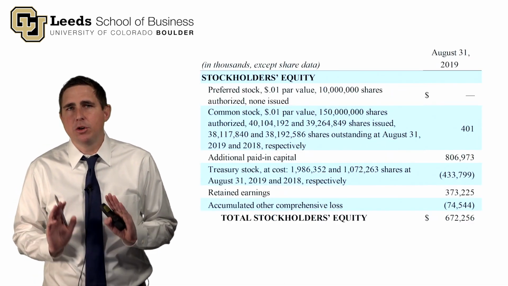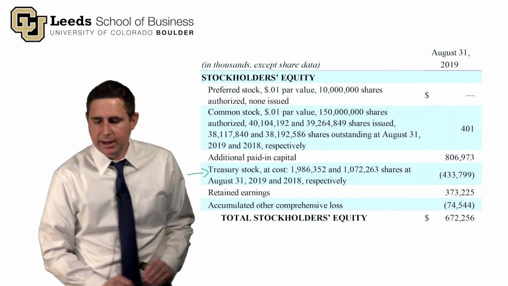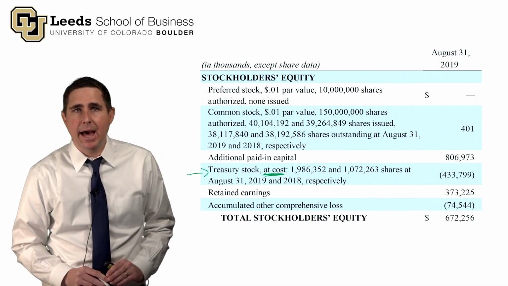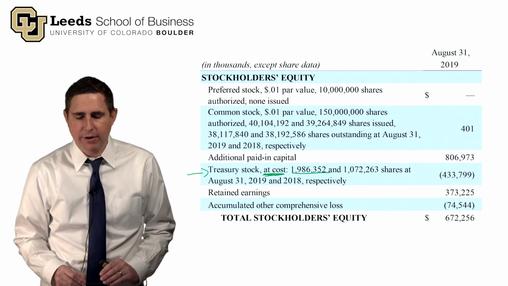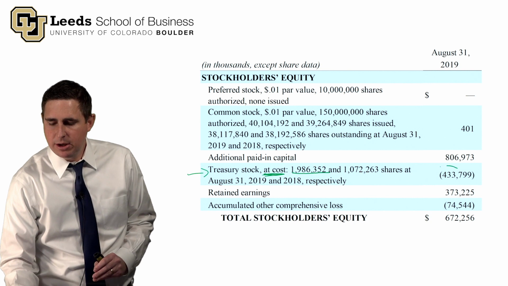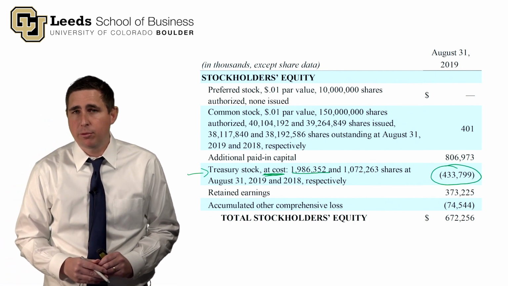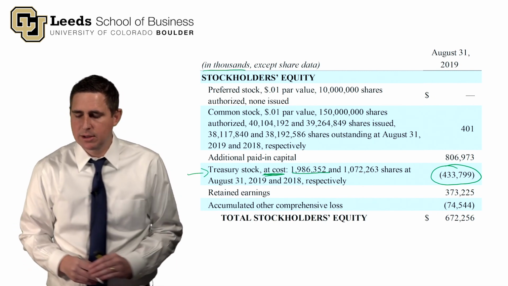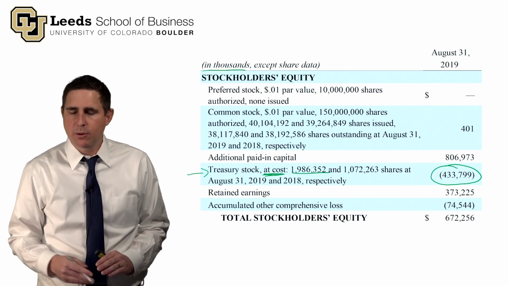Okay, and now let me show you again FactSet's balance sheet. And all I want to show you is this treasury stock account. Okay, this treasury stock account is at cost. You see it says at cost there. And you can see that they have 1.986352 million shares sitting in that account. And this balance is the cost basis of those shares. So that's 433,799,000, since this number is in thousands. Okay, that's $433.7 million.